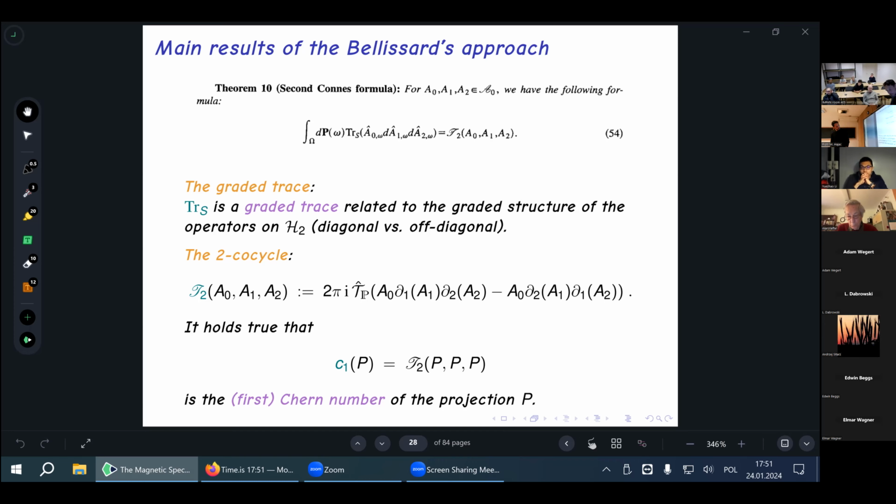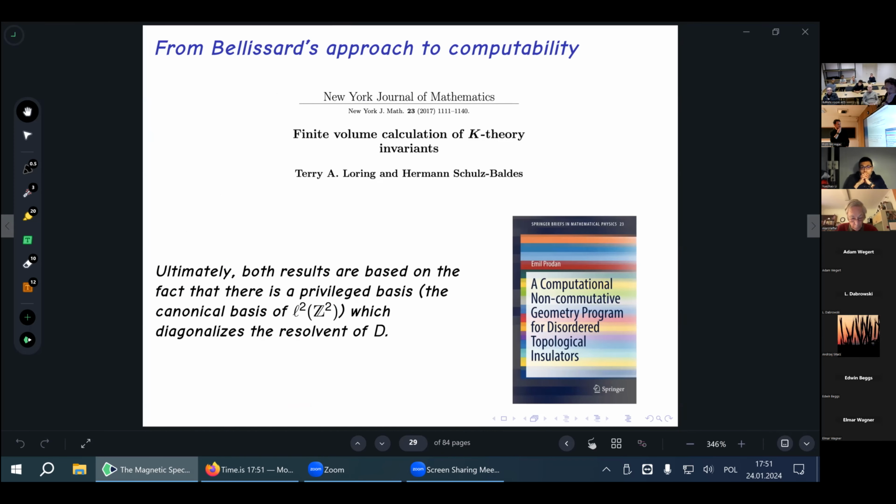Well, these are essentially a summary of the results that are in the paper, in the Jean paper. And let me stress another important aspect.